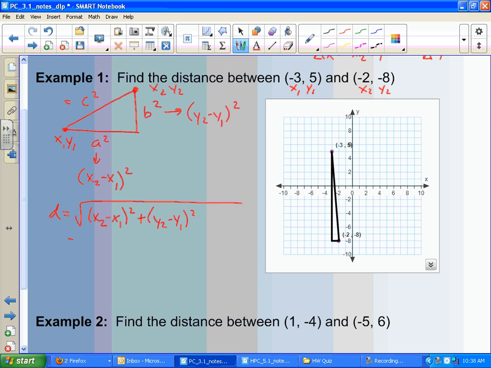Plugging it all in, we get a negative 2 minus a negative 3. So here's where you've got to be careful. Negative 2 is x2. We're subtracting a negative 3. And then we're going to square that difference. And then we're going to do the same thing with y. Start with a negative 8, and we're going to subtract a 5. We're going to square that. And all of this is still hanging out under the root, the radical.